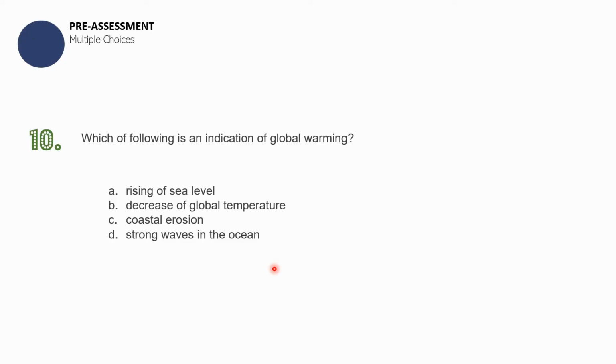Question number 10. This is the last item in this pre-assessment. Which of the following is an indication of global warming? A. Rising of sea level. B. Decrease of global temperature. C. Coastal erosion. D. Strong waves in the ocean.